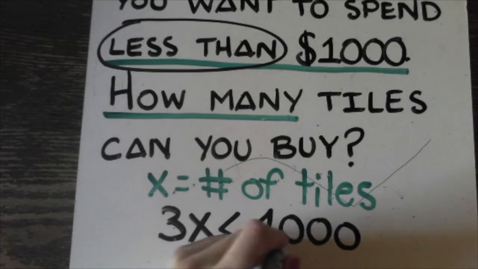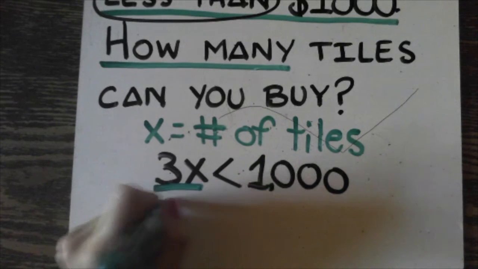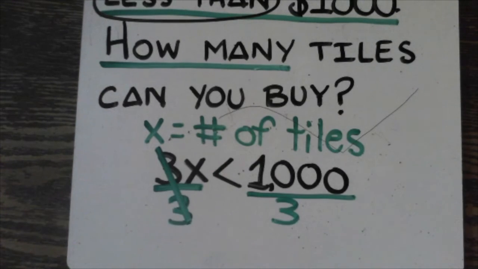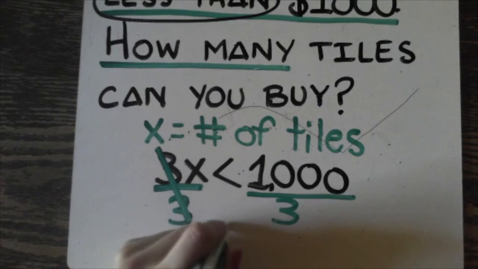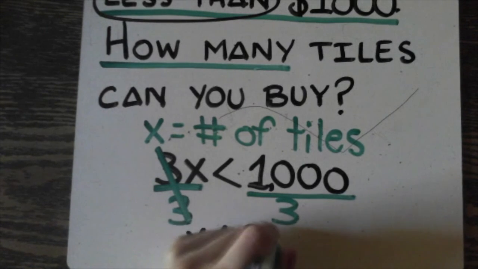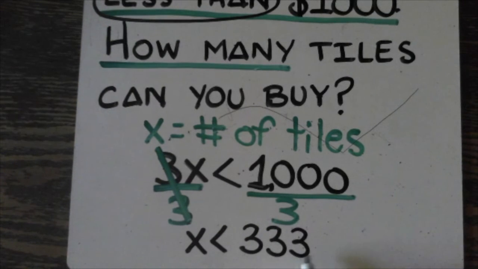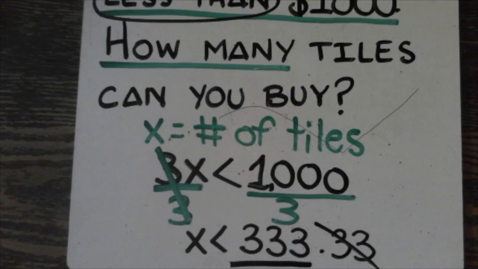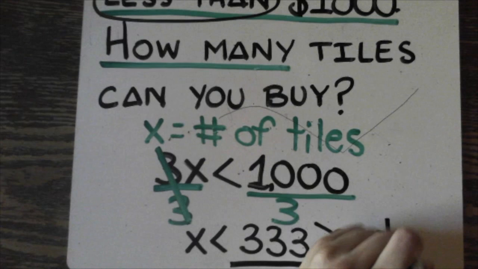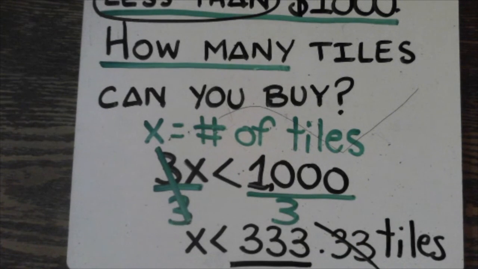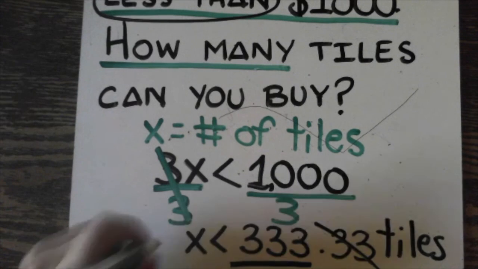$1,000. We are going to divide by 3 on both sides to solve our inequality, and x is less than 333.33333 if you put this in the calculator. However, I cannot buy a third of a tile, so I have to say 333 tiles exactly. Not so bad, right?